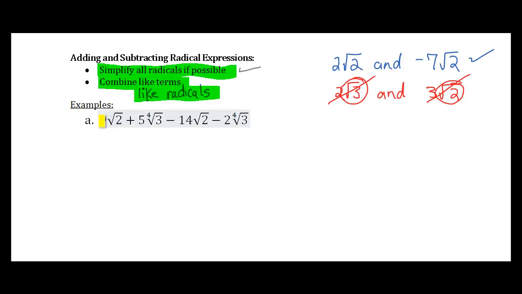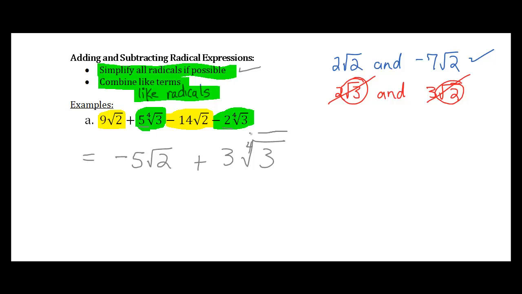All right. 9 square roots of 2 combines with negative 14 square roots of 2. Right? My square roots of 2 are going to stay the same. All I have to do is worry about adding or combining the coefficients. I have 9 minus 14, which is negative 5 square root of 2. My other like terms are the 5 fourth roots of 3 and the negative 2 fourth roots of 3. Again, we look at the coefficients out front. We got a 5 and a negative 2. That'll be plus 3 times the fourth root of 3. And this is completely simplified. I can't combine anything else because I have no like terms. I have no like radicals.